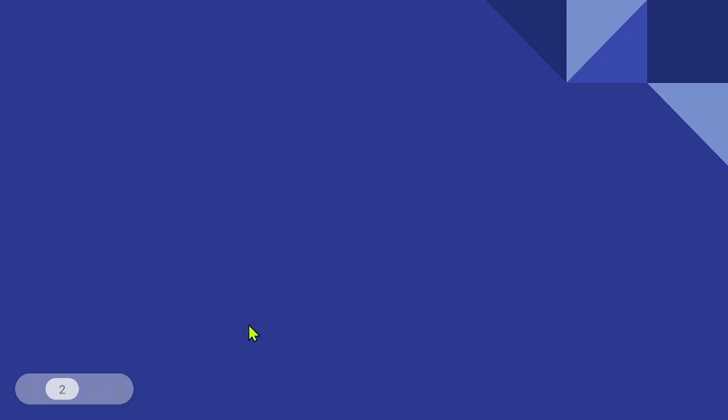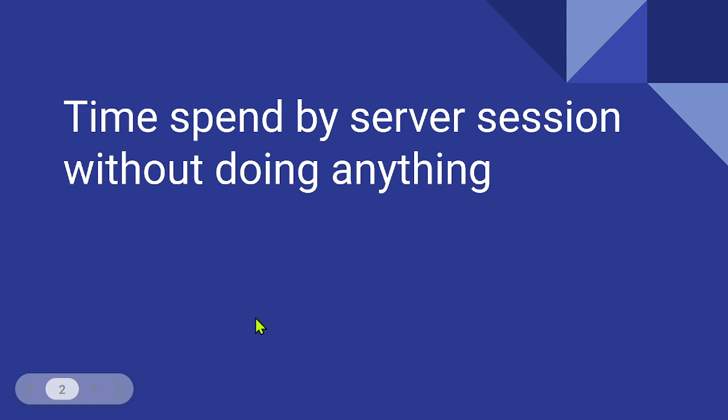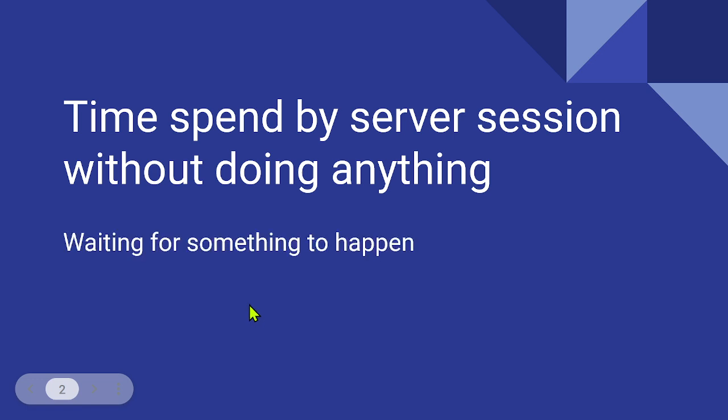The net or delay is nothing but the time spent by server session without doing anything. Simple. This is the meaning of that net or delay. And that means the server session is waiting for something to happen, and there are multiple reasons for that to happen. So let me quickly take you through that.